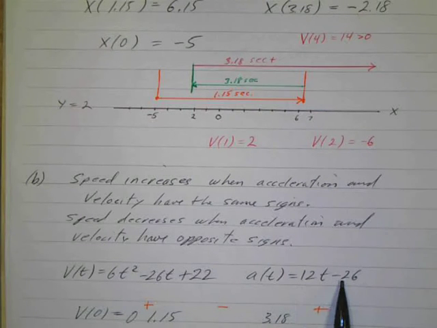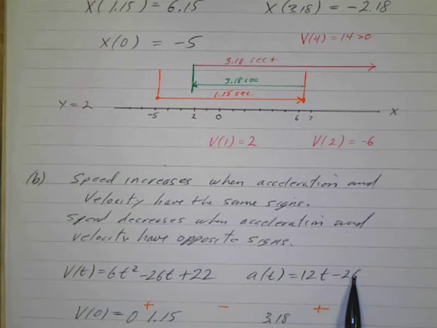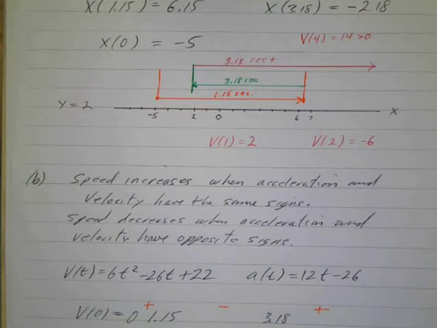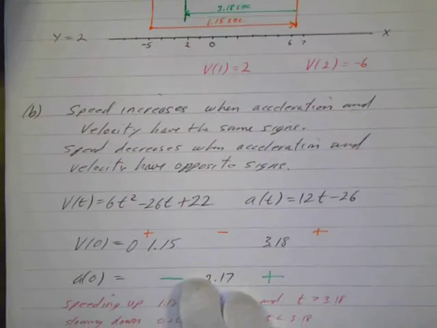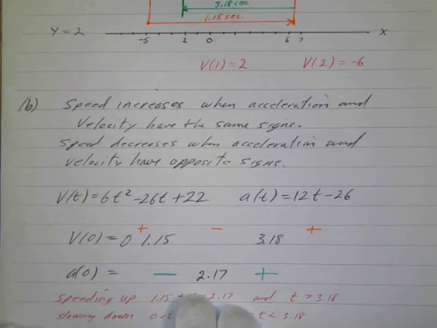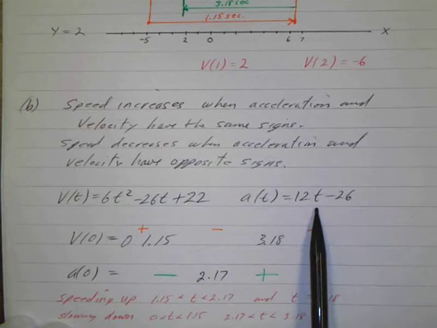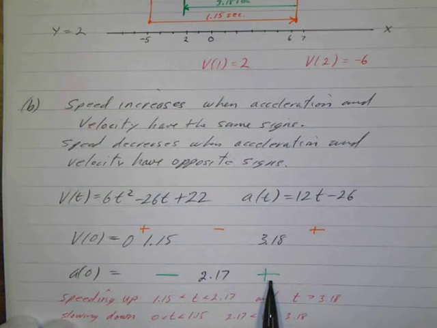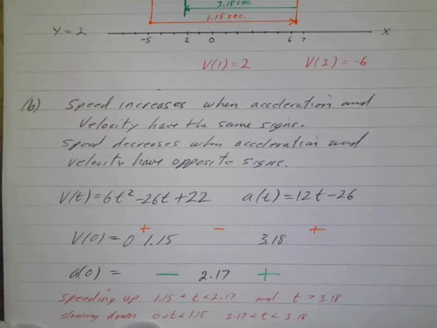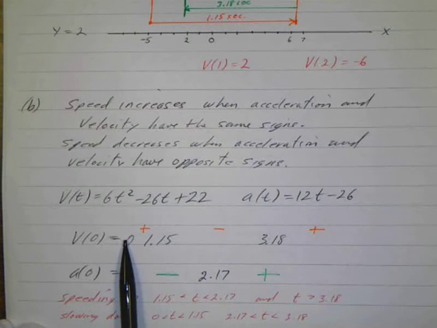Now the acceleration, that's just given by this line. I could set that equal to 0, and I got 2.17. So it was negative to the left of 2.17 and positive to the right of 2.17. So this was the acceleration. That was just the derivative of the velocity. I found where it was equal to 0, and it's negative to the left, positive to the right. So what I did was I analyzed it. From here are the signs.